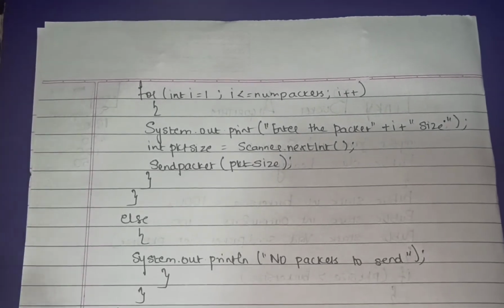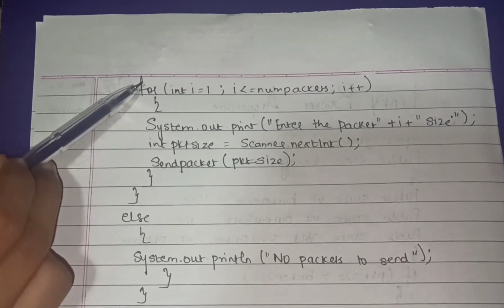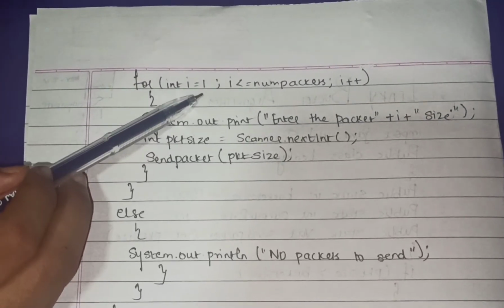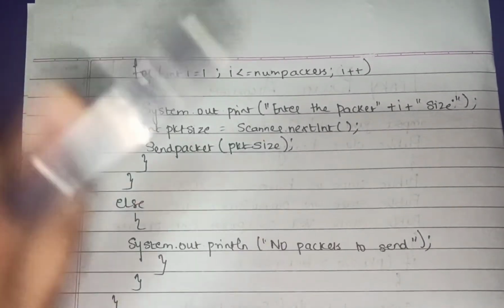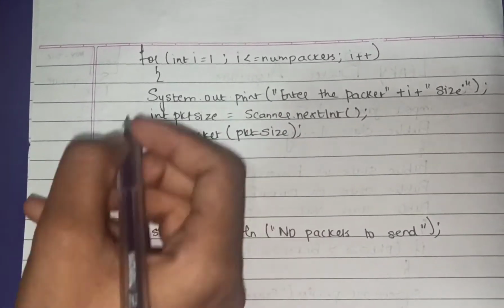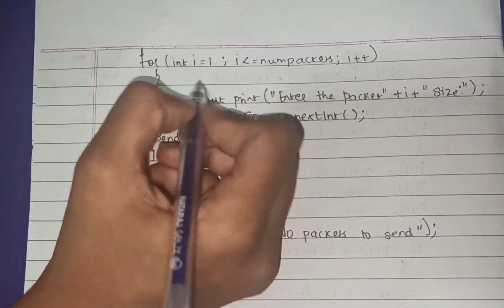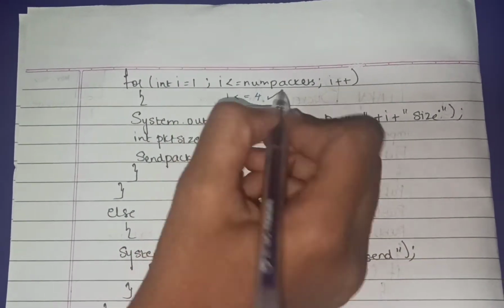Inside the if statement, you have a for loop running. In the for loop, you will initialize a variable i to 1, and i should be less than or equal to the number of packets, and i will be incremented at the end of the loop. Suppose you have taken the number of packets to be 4, and initially i is equal to 1. So 1 is less than or equal to 4, the condition is true, and you will enter the loop.